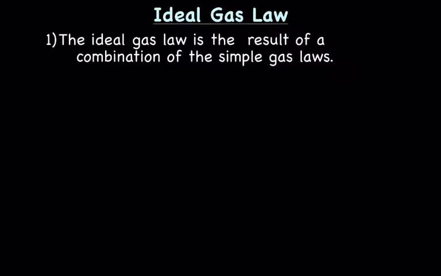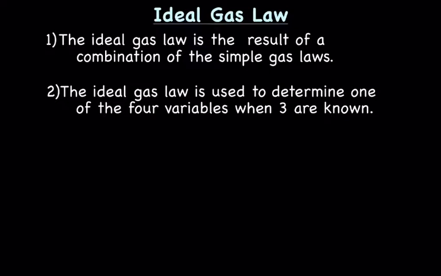The ideal gas law is the result of a combination of the simple gas laws. The ideal gas law is used to determine one of the four variables when the other three are known. Okay, that's kind of important. Again, how would you know when to use the ideal gas law? Well, when you have three of the four variables and you want to determine the fourth one. So that means you know a pressure, a volume, a temperature, or a mole, and you're trying to find the other ones.